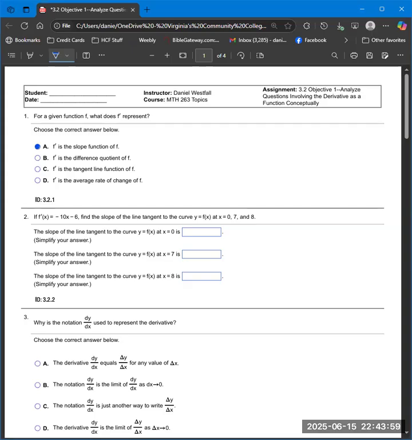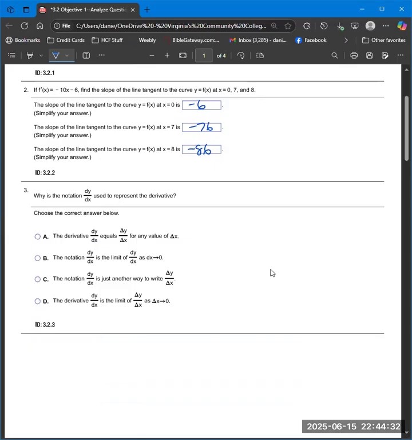Now we have a linear function here. If f prime of x is equal to negative 10x minus 6, find the slope at x equals 0, 7, and 8. So we have that slope function. Negative 10 times 0 is 0, 0 minus 6 is negative 6. Negative 10 times 7 is negative 70, minus 6 is negative 76. And negative 10 times 8 is negative 80, negative 80 minus 6 is negative 86. Really not a lot of work to do there.